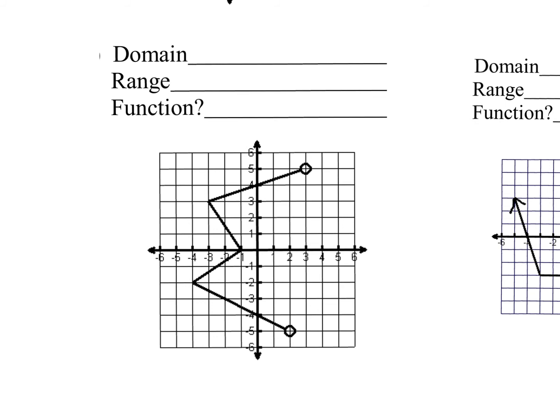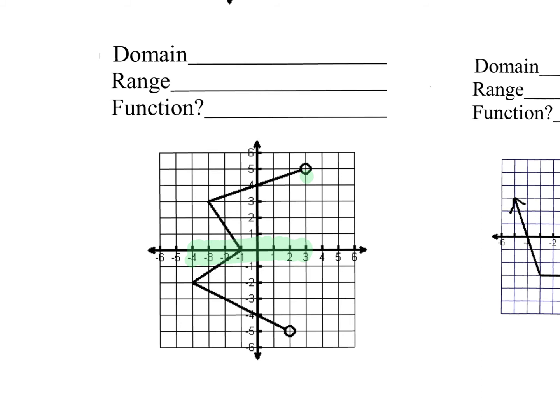Okay, let's try this one. For domain, I'm going to visually collapse this down onto the x-axis. I can see that it's going to cover here, and it's actually going to cover all the way out here to negative 4. So I can see that it has a clear ending on the negative. It starts at negative 4 and it ends at positive 3 as I read it left to right.